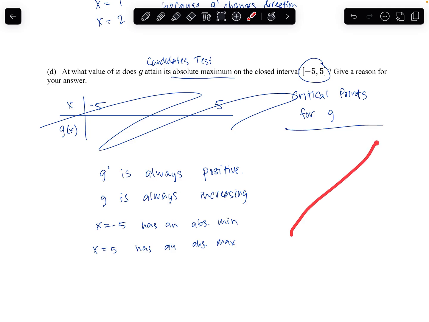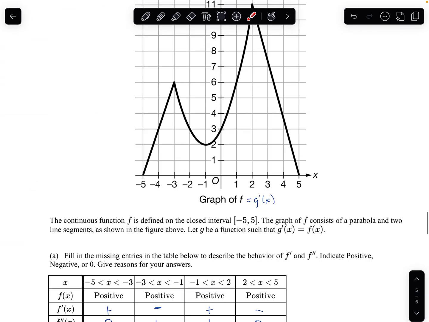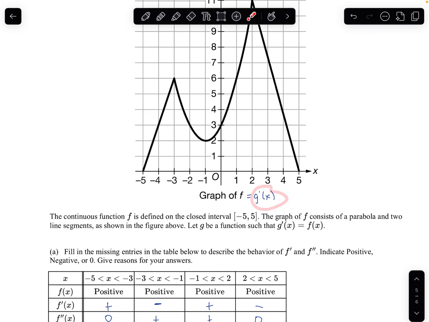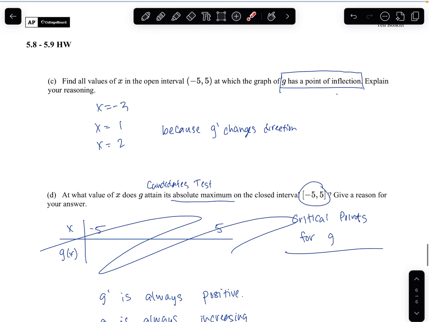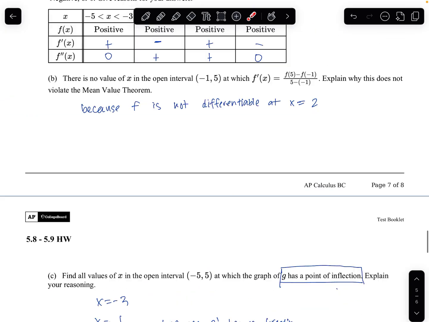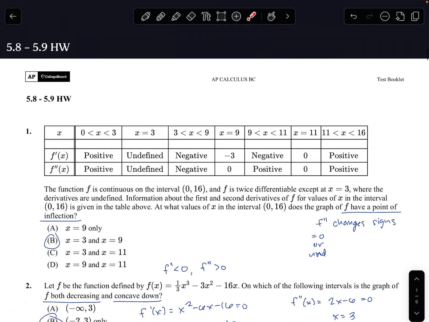Always increasing. So if it's always increasing, the furthest most left point has to be the minimum. The furthest most right point has to be a maximum. There's no critical points in between, and you can see that here, the graph of g prime has no points between -5 and 5 where it's going to be equal to 0. So there you go. That's got to be the answer right there. All right, and that's everything for this homework assignment.